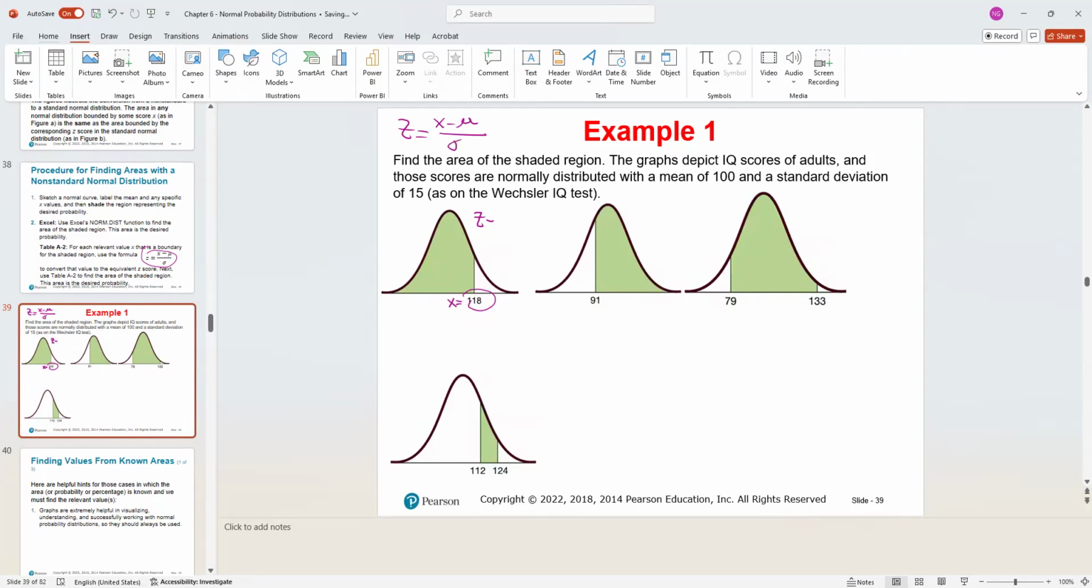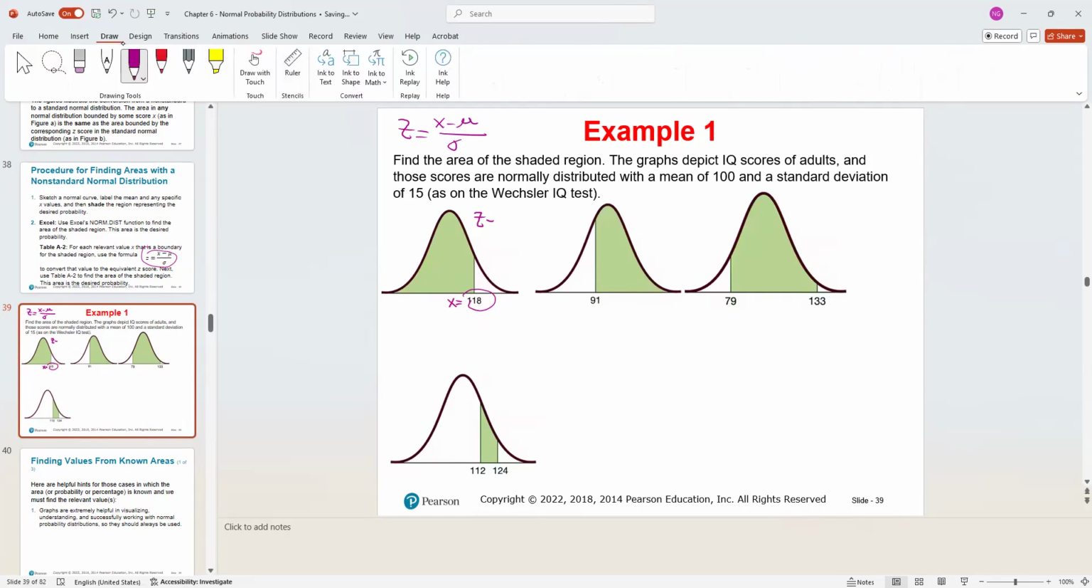First of all, you need to read your problem and verify what x, mu, and sigma are. They said the mean is 100 and the standard deviation is 15. So we know mu is 100 and the standard deviation is 15. Remember, in the problem you will always be given these two. So if x is 118, then it's 118 minus the mean, which is 100, over 15.